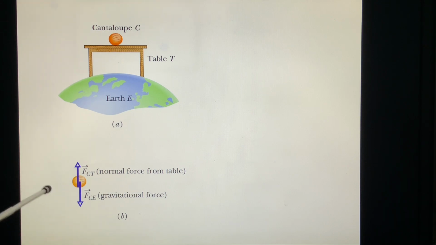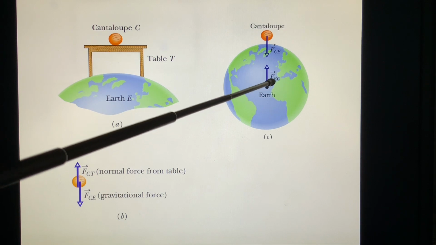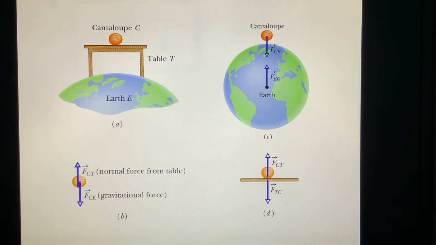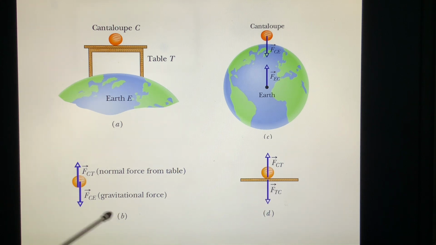Let's look at what their pairs are. This force, acting on the cantilever by Earth, is paired with the force acting on the Earth by the cantilever. And this force, acting on the cantilever by the table, is paired with this force acting on the table by the cantilever. They are different pairs, but these two forces cancel out because they act on the same object, in this case the cantilever.